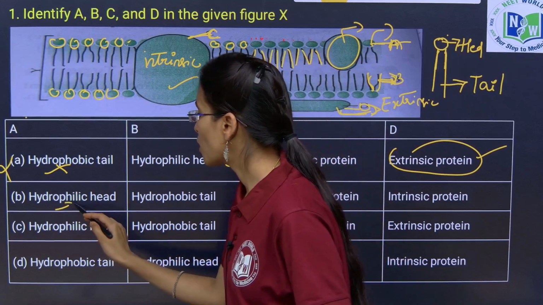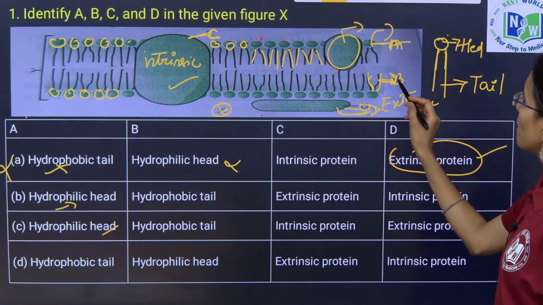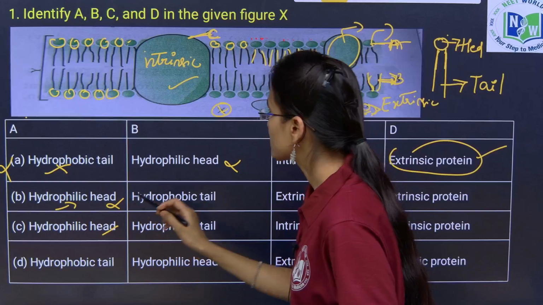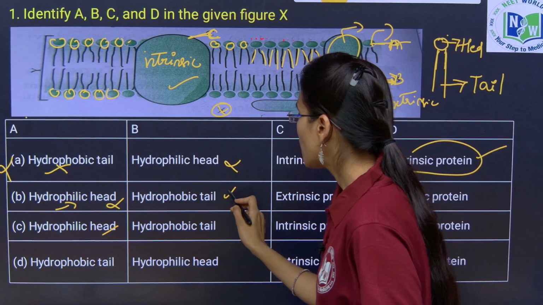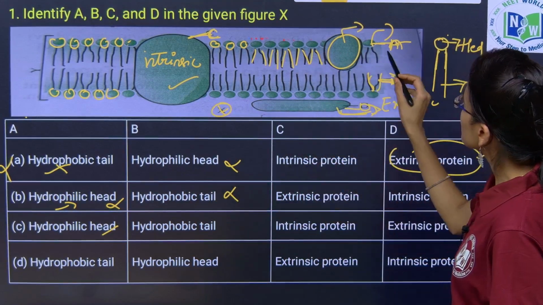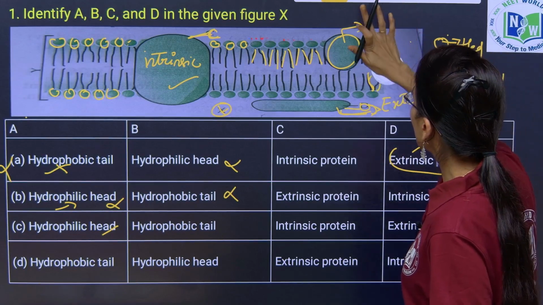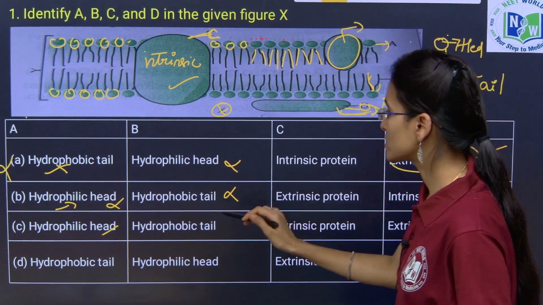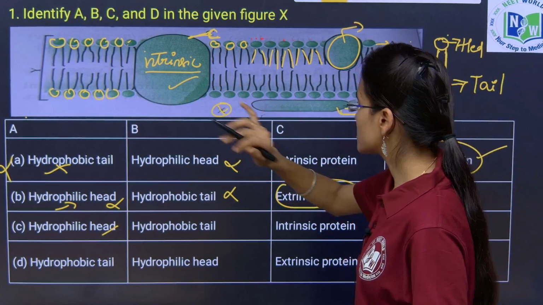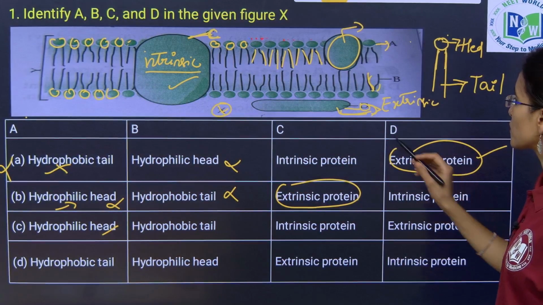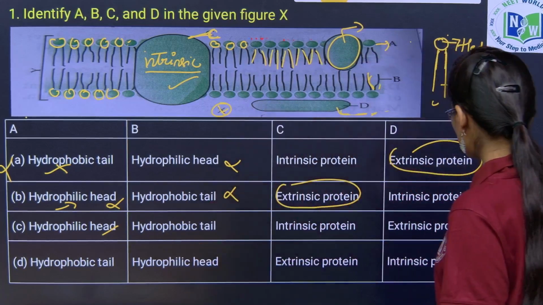Coming towards option B, B is hydrophilic head. This is wrong, it is actually a hydrophobic tail. Next, hydrophobic tail for A. This is wrong because it is what, children? It is the hydrophilic head. This is also wrong. Next, C is extrinsic protein. Wrong, this is actually an intrinsic protein. D is intrinsic protein. Wrong, because this is actually an extrinsic protein. So option B is also wrong.